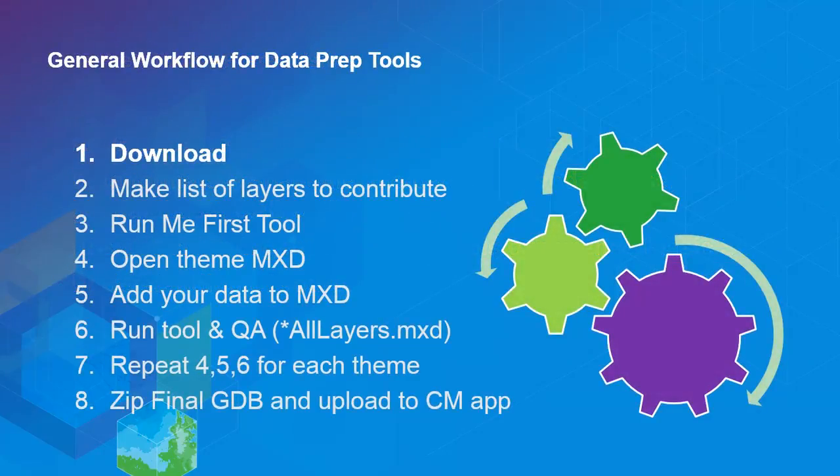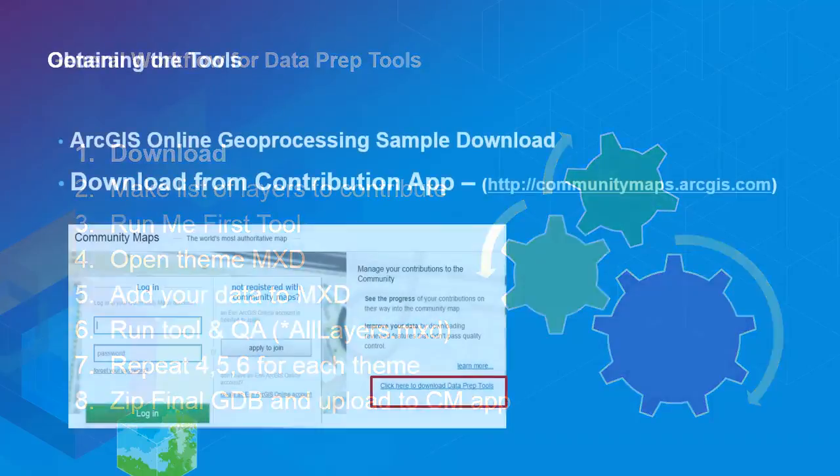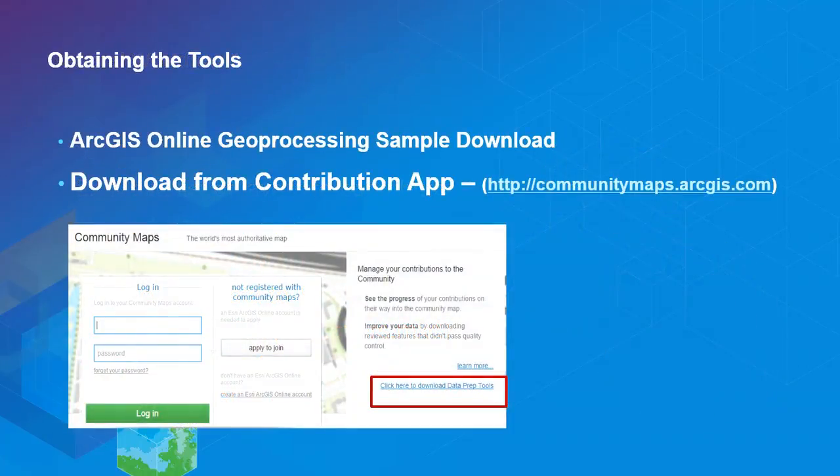So as you go through this process to run the data prep tools, first you need to download them. And the last time, right before this slide, somebody asked, where do I get them? And yes, they're a download on arcgis.com. The best way is when I was on communitymaps.arcgis.com, there's a hyperlink that says download, click to download the data prep tools. It takes you to an ArcGIS Online item that the geoprocessing tools can be downloaded from.